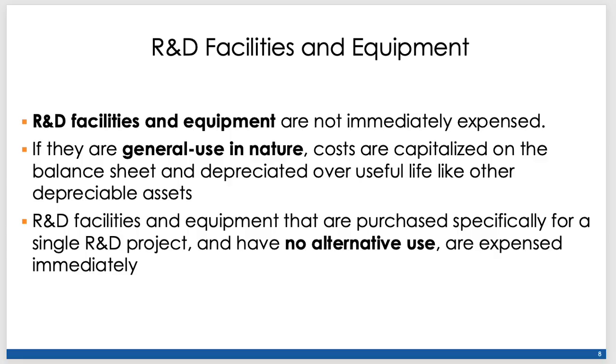So the only exception to this is if R&D facilities and equipment are general use in nature. Even though perhaps they might be used for a time for research and development, if really they are general use assets that will reasonably be used for other activities besides simply R&D, those are capitalized and depreciated, as we've just talked about in the previous 7 slides. But typically, specific R&D facilities that have no alternative use are expensed immediately.